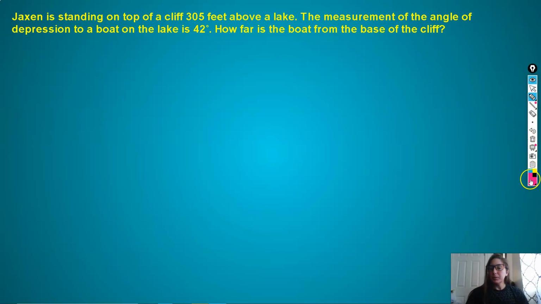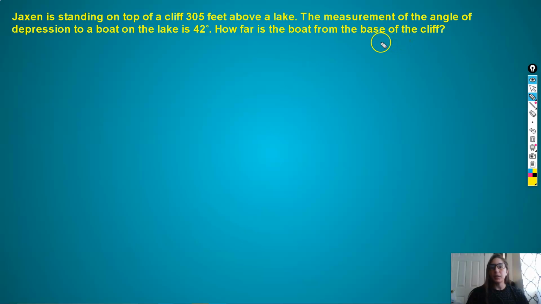Our next example. Jackson is standing on top of a cliff that is 305 feet above the lake. Okay, so start visualizing in your head what that looks like. The measurement of the angle of depression to a boat on the lake is 42 degrees. How far is the boat from the base of the cliff?